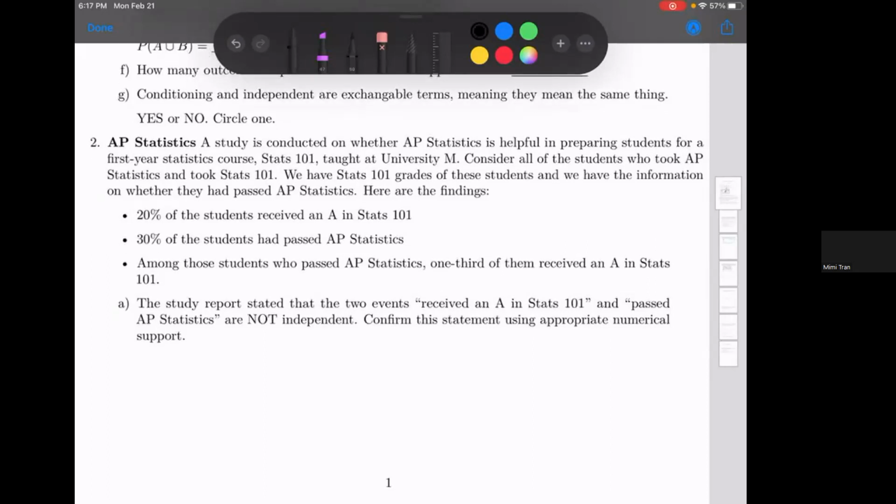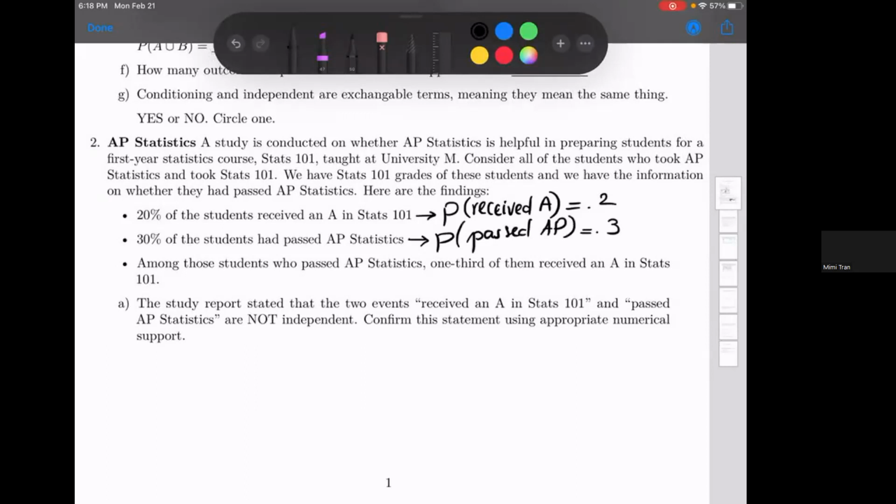So if I were to simplify this, I would say P of received an A in Stat 101. Of course, I'm just gonna say received A, because I don't have a lot of space here, is 0.2, right? 0.2. I recommend you do that on the exam. I really do. This one, you should do. Probability of a student, 30% of students pass AP Stat. So P of pass AP is 0.3.